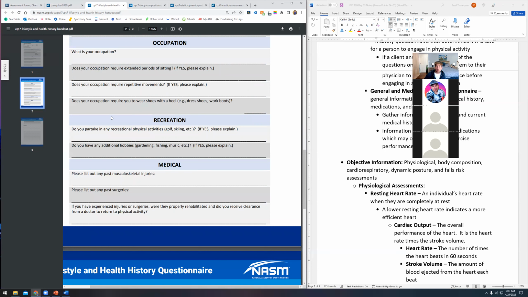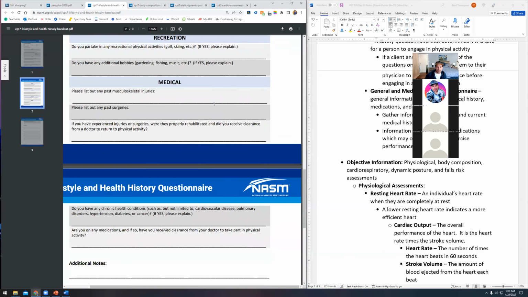Does it require repetitive movements? Well, if it does, then chances are the muscles that facilitate that movement are going to get a little tight. Painters, for instance, will often have really tight rotator cuffs, or construction workers. Does your occupation require you to wear a shoe with a heel? Seems kind of a weird one, but again, if they're elevating their heel all day, well, then they're in plantar flexion, and their gastrocnemius, which facilitates plantar flexion, is probably pretty tight because it's in a shortened, contracted position all day, thanks to the shoe. So I want to know about it.